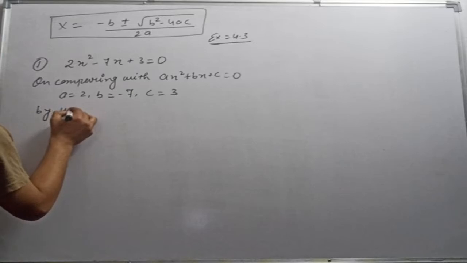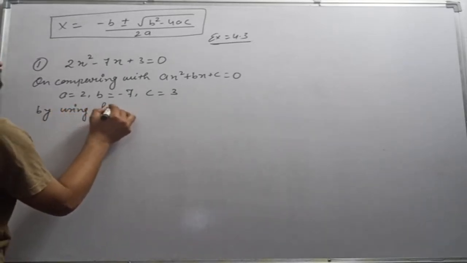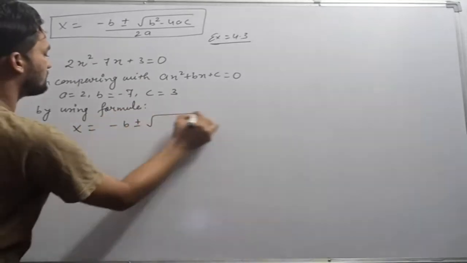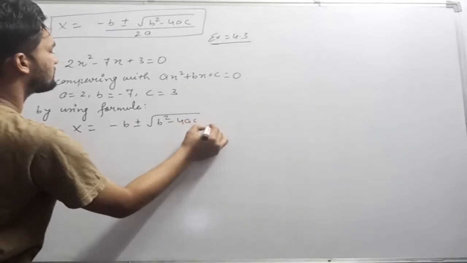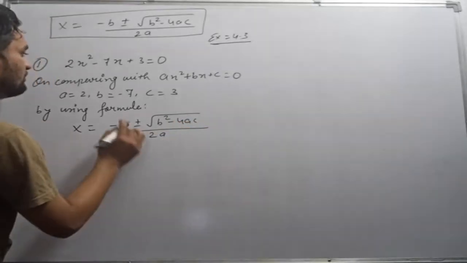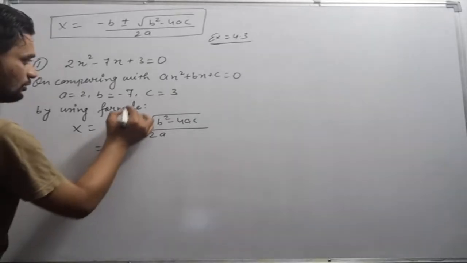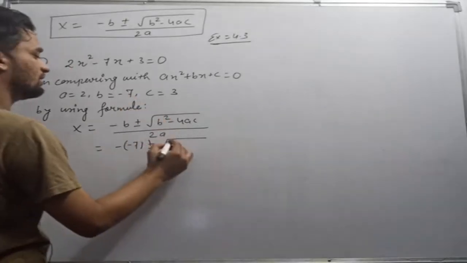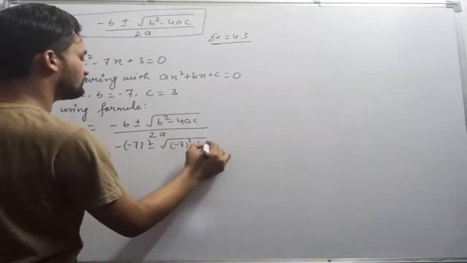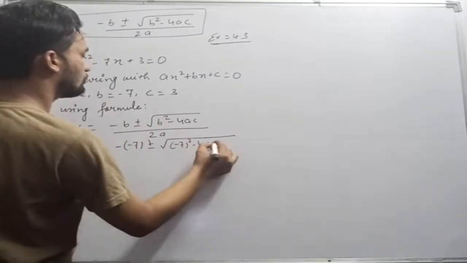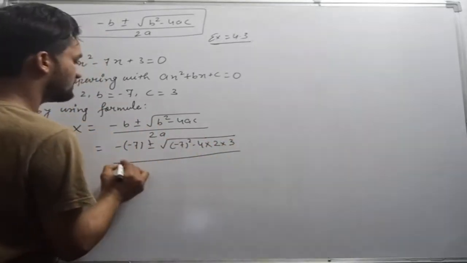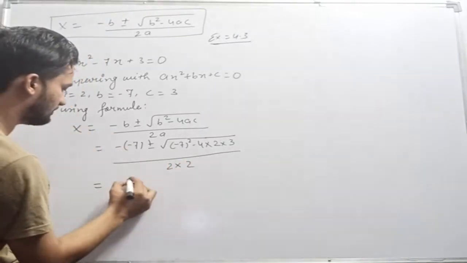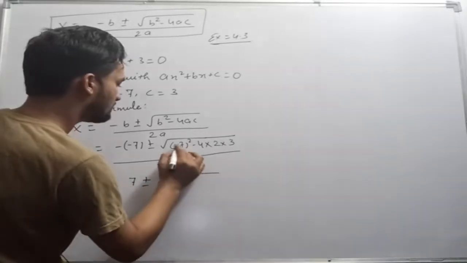So by using the formula, x equals minus b plus minus root over b square minus 4ac upon 2a. The value of b is minus 7, so this is minus of minus 7, plus minus root over b square, it means minus 7 whole square, minus 4 into the value of a, which is 2, and the value of c, which is 3, upon 2a, which is 2. Now you can see minus minus will be plus 7.